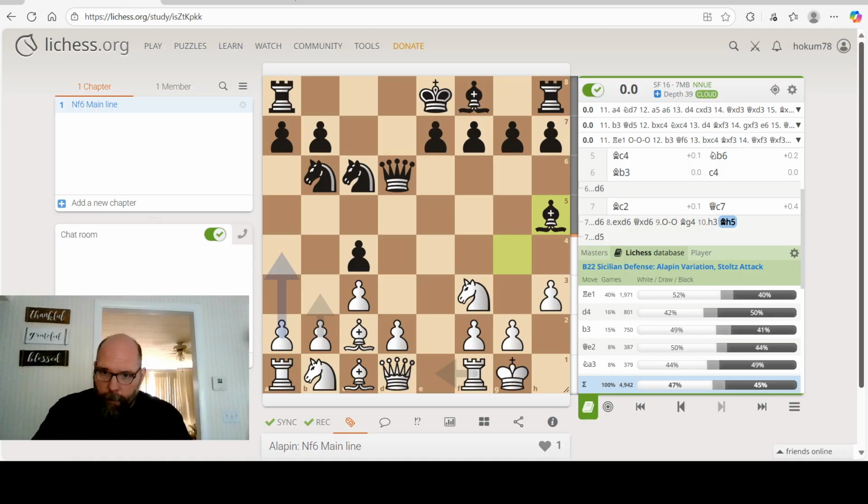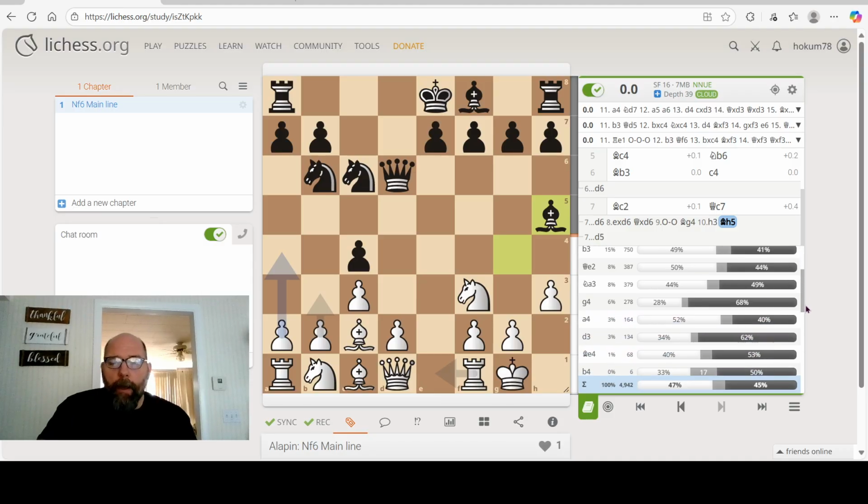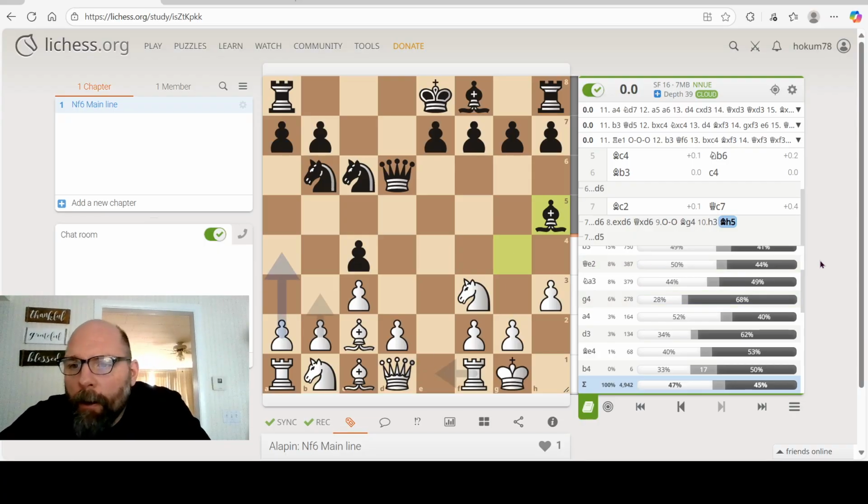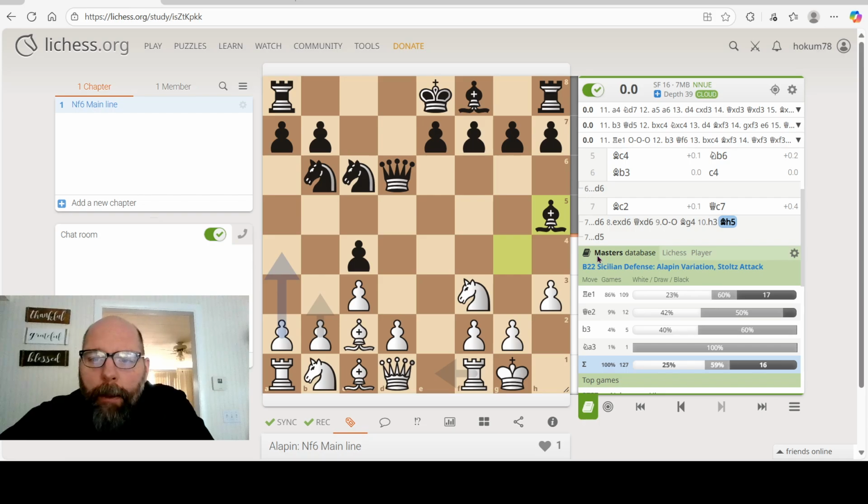Yeah, I'm not seeing A4 here at all. So A4 is a computer move, of course. Oh, A4 has been played 164 times. So, I don't know if that means there's 164 cheaters out there, or what, or they're just looking at this line. And so let's take a look at Masters.